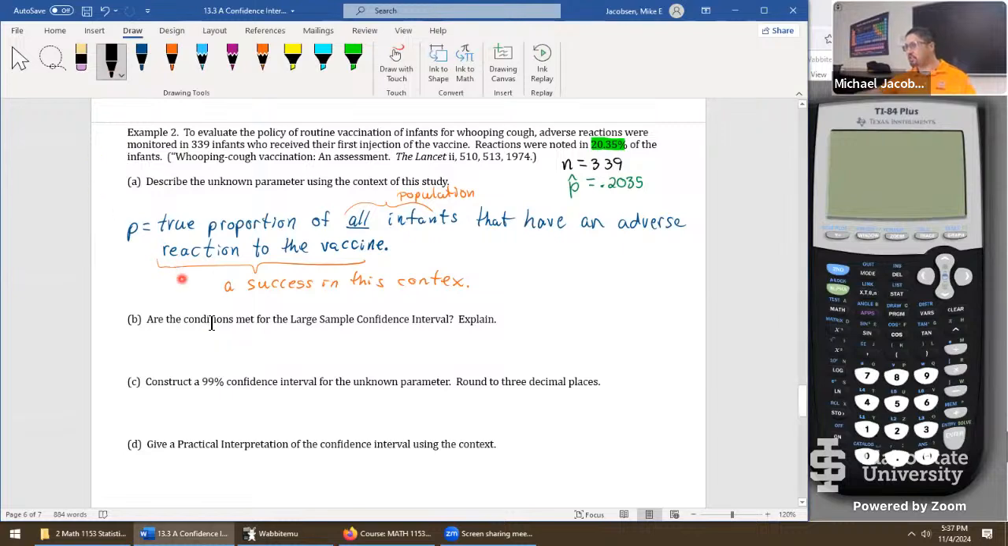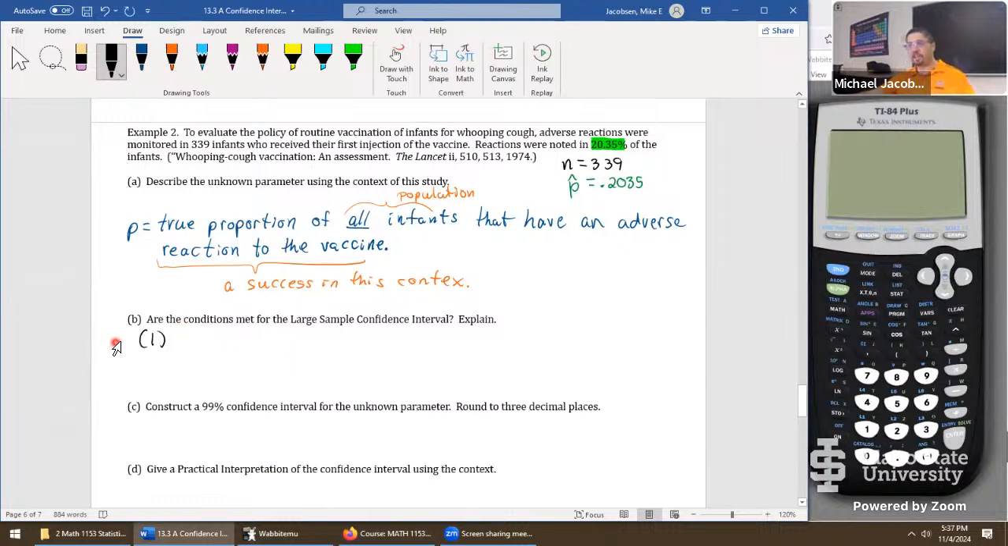Okay, as far as the conditions go, if it's asking for the conditions of the large sample confidence interval, we're really just checking two things. First thing we're looking into is if we have a simple random sample. I'm starting to realize this feels kind of redundant. We looked into the same sort of thing earlier in section 13.1 or 13.2. But let's re-say it here, just so we're not skipping the whole part. Reading through here, no information tells us this was a random sample. So say on condition 1, it's unknown.